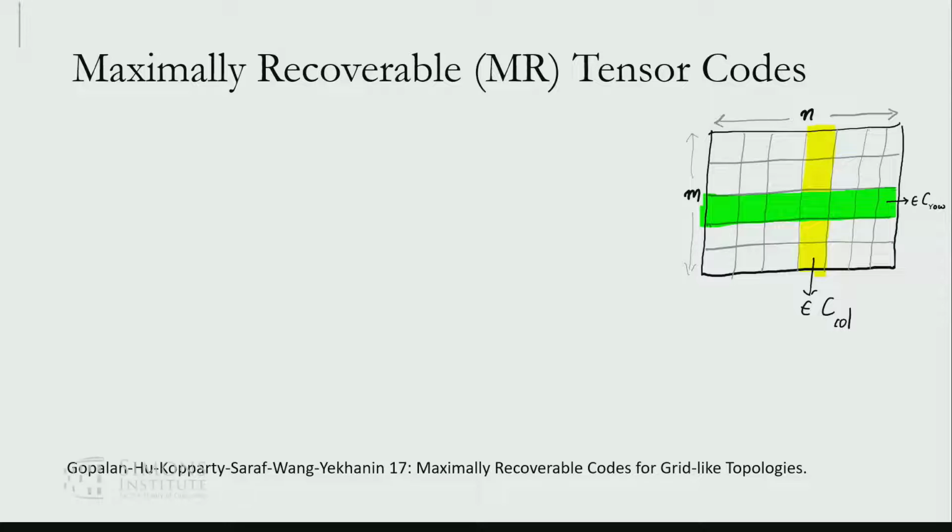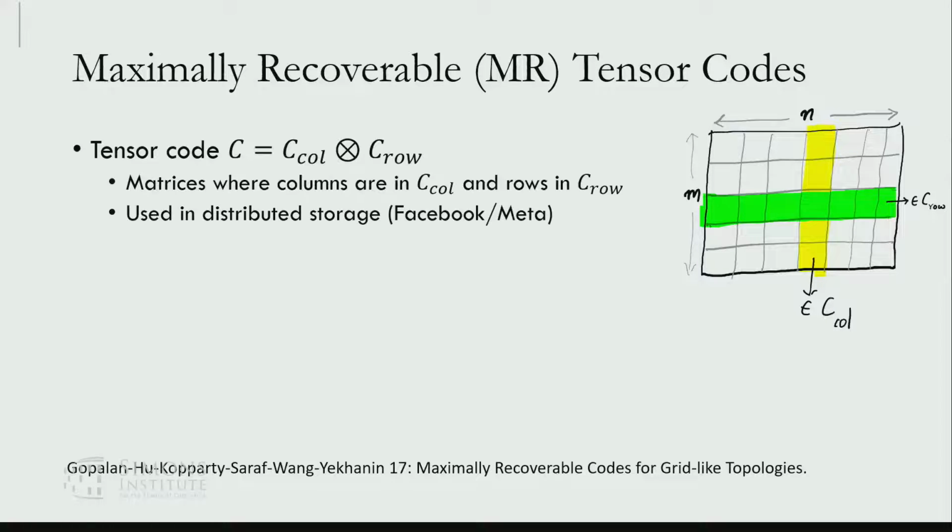So what does maximal recoverability mean? So you take a tensor code. For those of you who don't know tensor codes, it basically means that you look at 2 codes, and then you look at m by n matrices, such that each row belongs to the row code and each column belongs to the column code. So that's my code. So the set of matrices which satisfy these 2 constraints is my tensor code.